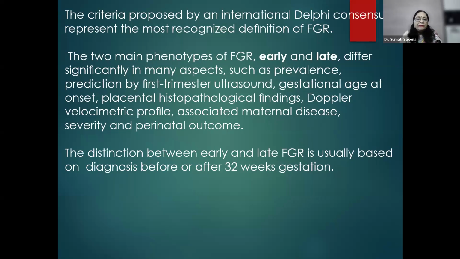And Doppler velocimetry profile is also there. In early FGR, typically the umbilical artery changes are seen first, then the middle cerebral artery, then ductus venosus changes. But in late FGR, Doppler changes are seen basically in the middle cerebral artery, and CPR is very important, that is the cerebroplacental ratio. And associated maternal disease and perinatal outcome.